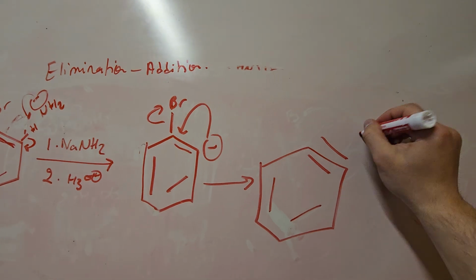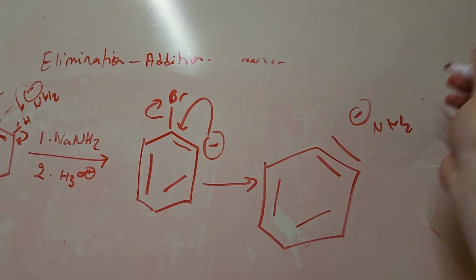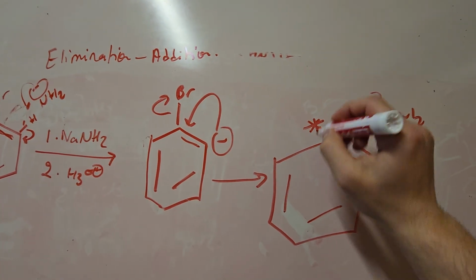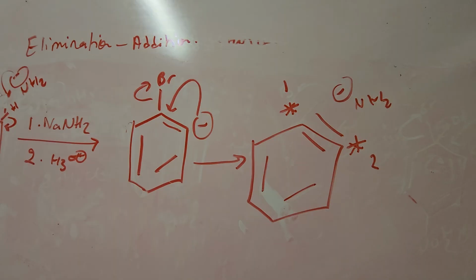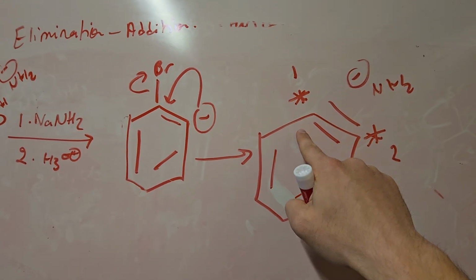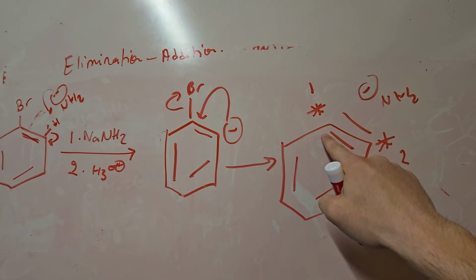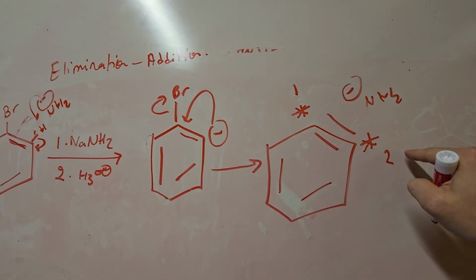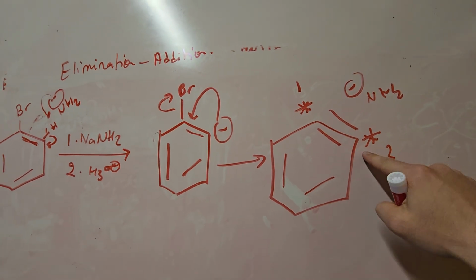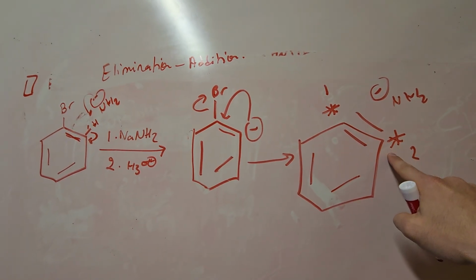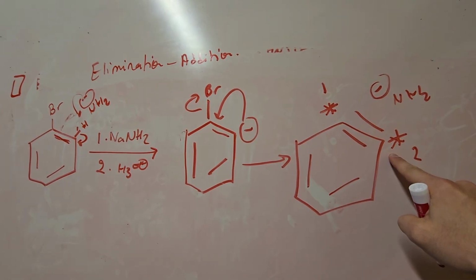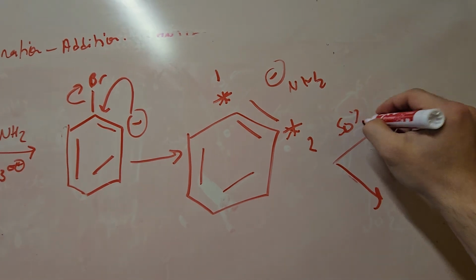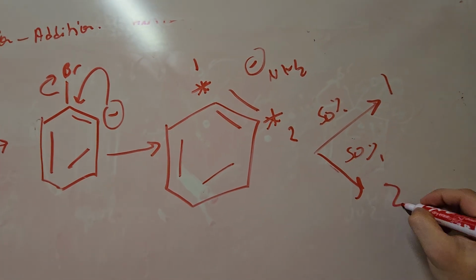Now, NH2- is strong enough to attack the benzyne either at this position or at this position. Let's call them position 1 and position 2. Should it attack at position 1, this reaction would be a substitution reaction directly on the same carbon that bromine left from. Should it attack on position 2, it would be a different reaction. That's an addition, not a substitution. And the products we get from this are 50-50. So we get 50% 1 and 50% 2.